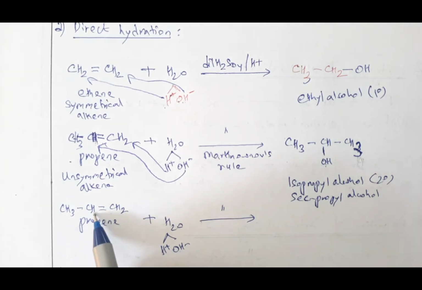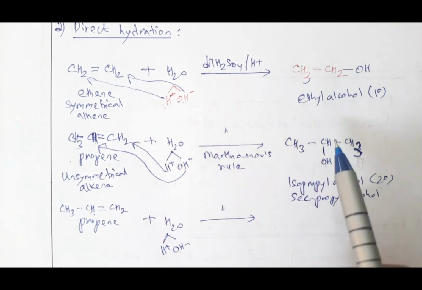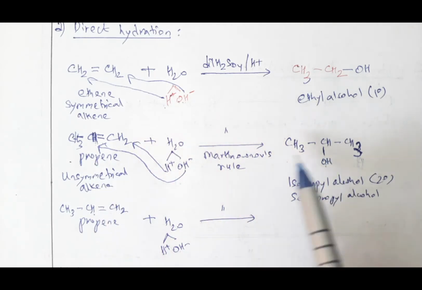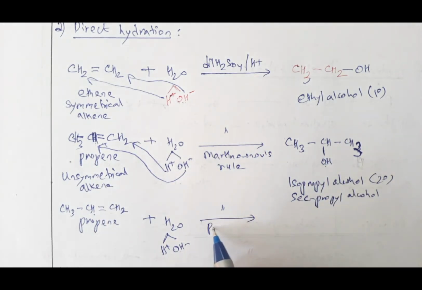So we have to follow the Markovnikov rule. Negative will go to the carbon containing less hydrogen, and positive will go to the carbon containing more hydrogen between the double bond. But if I do so, I'll get the same result the way I got here, isn't it? So therefore, here I am going to use a catalyst called peroxide.